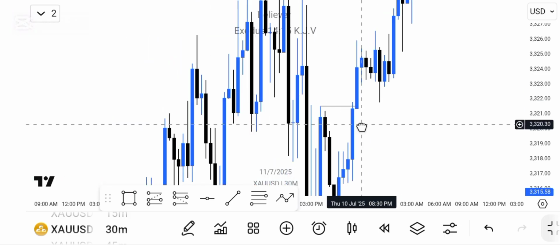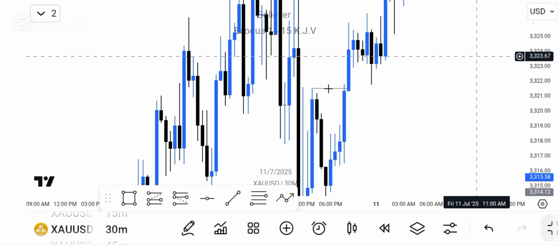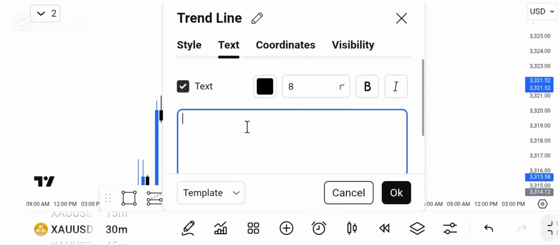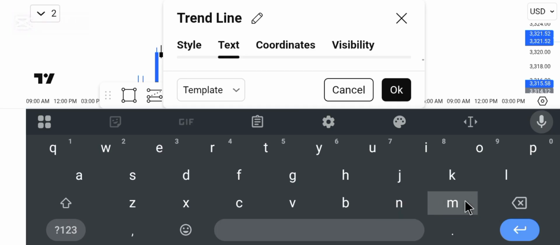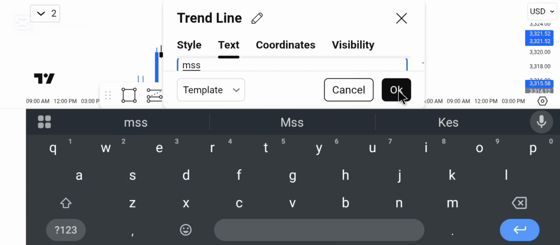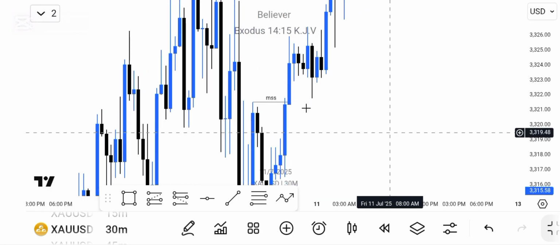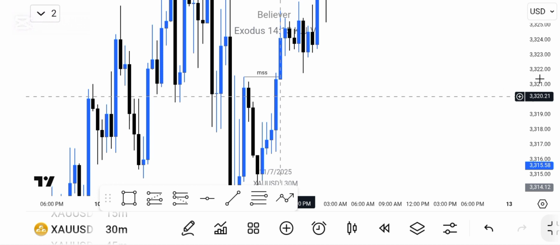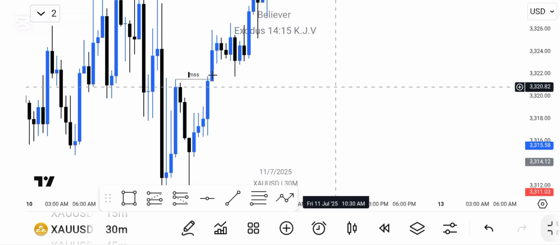Okay, so first I have my market structure shift here. The structure shifted at this point. So we have the MSS there, market structure shift. And then after the market structure has shifted, the next thing we want to see is inducement, liquidity, whatever I want to call it. What matters is just make sure you're making money with it.